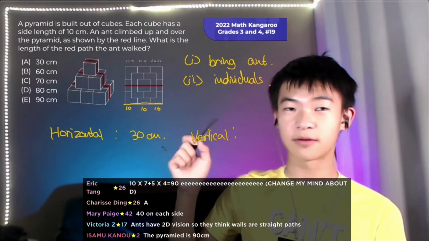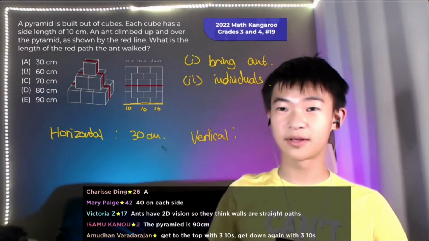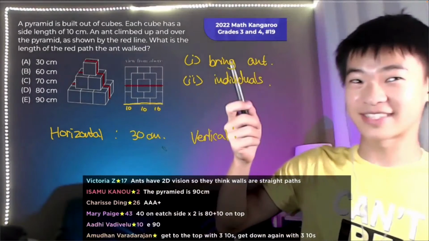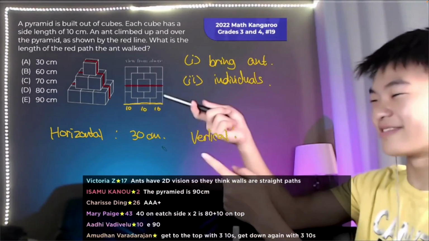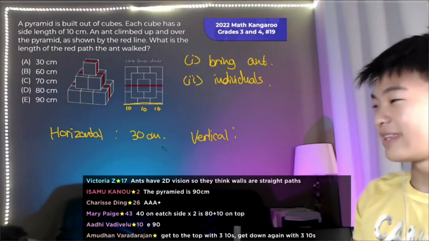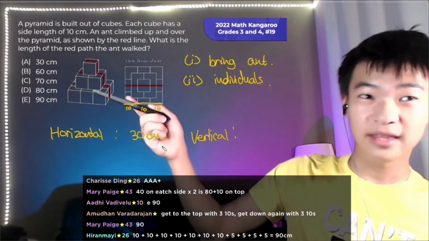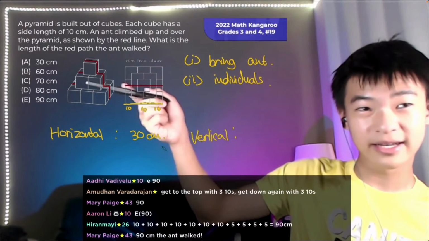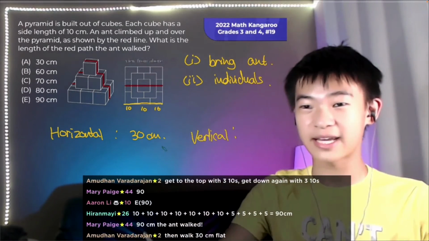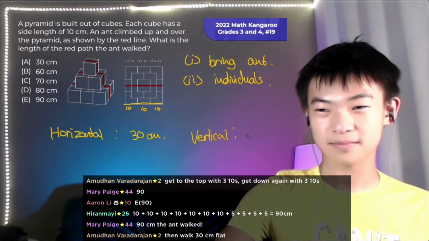Vertical, we look from two sides this time. So suppose we look at it from this right side. If I look at it this way, then I'll see this going up. And then that'll be 10, another 10, another 10. It's just a straight line. They're 3 cubes high. So 3 times 10, that's 30.